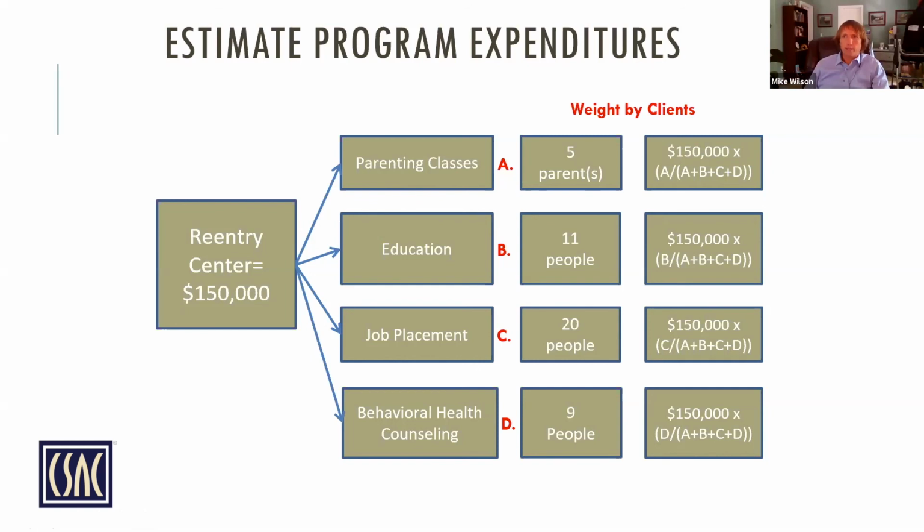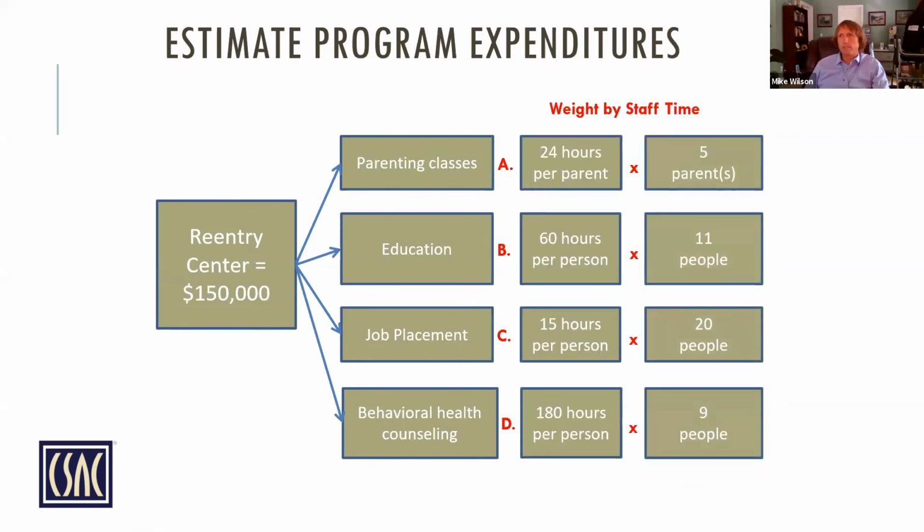You can take the 150,000, multiply it by the 5 parents, divided by the total number of people served in all 4 of these to get a weighting to come up with an estimated cost per intervention. The issue with that is that a parenting class may serve 5 individuals, which could be much different than serving 5 individuals through an education program or through a job placement program. Can you go to the next slide, Kevin?